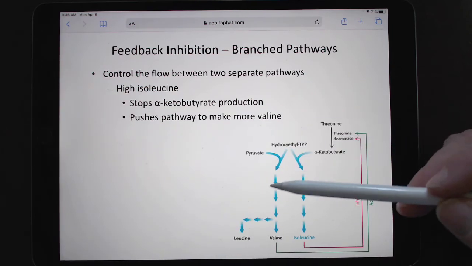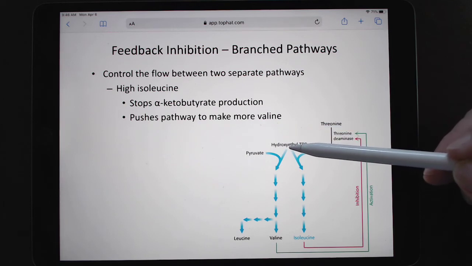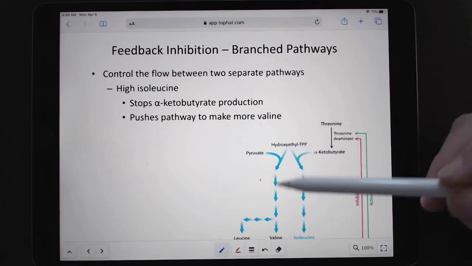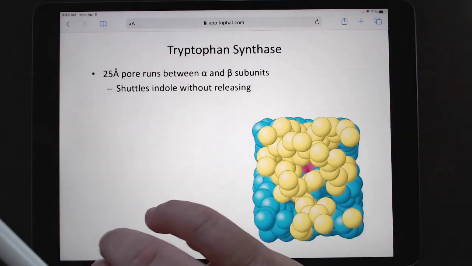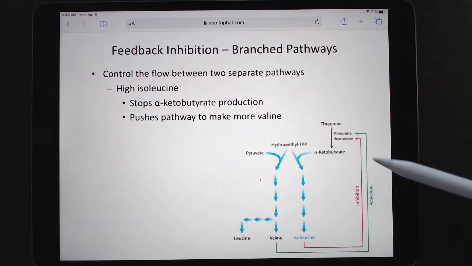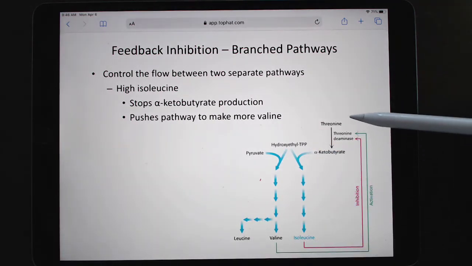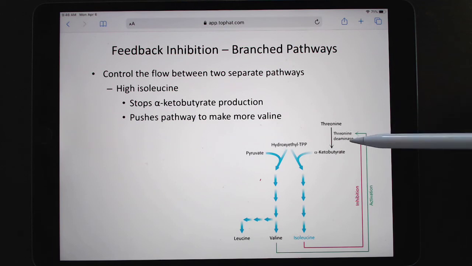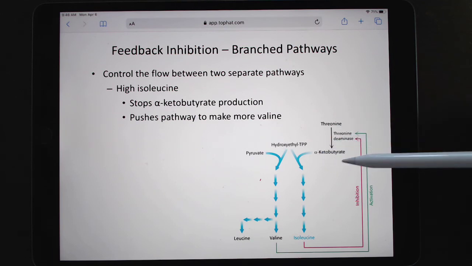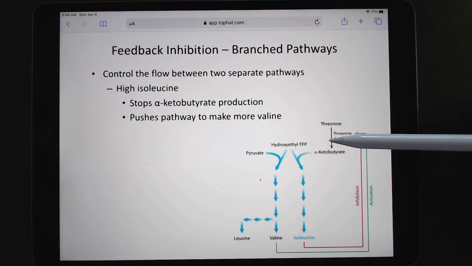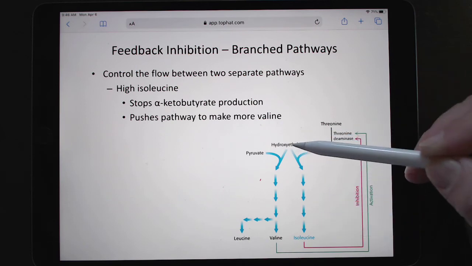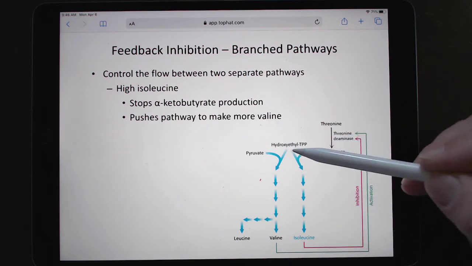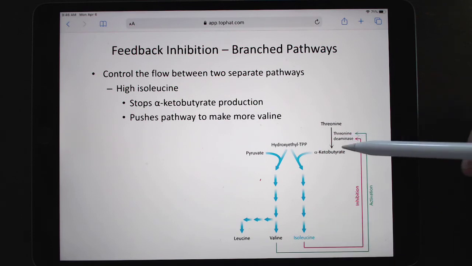You can also, if you've got one intermediate that makes a couple of different products, separate the flow. Let me go back so you can see this. We don't have to necessarily control here, but we can control the production of one of the components. So if we turn on this synthesis, and there's a lot of this, then we end up going down this pathway here. But once this starts to build up, then we can shut this down.